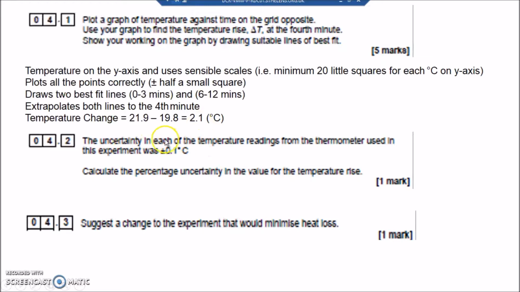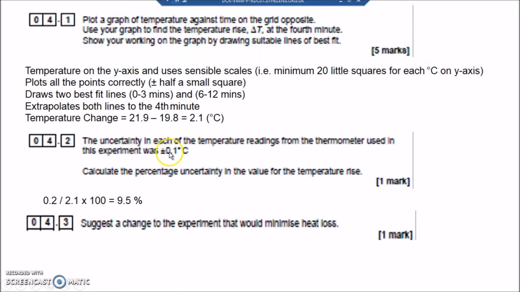The uncertainty of each temperature, the key word here is each temperature reading, so you're measuring the temperature twice. The uncertainty for the thermometer used in the experiment was 0.1. So you've got a temperature change of 2.1, but you've taken the temperature readings twice. So we need 2 times 0.1 because the uncertainty each time is 0.1, and we're taking 2 readings.